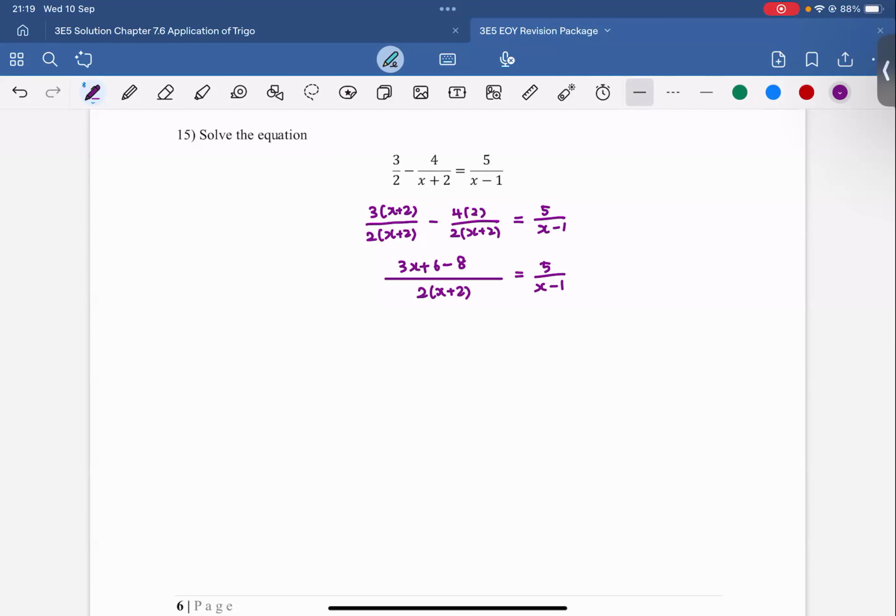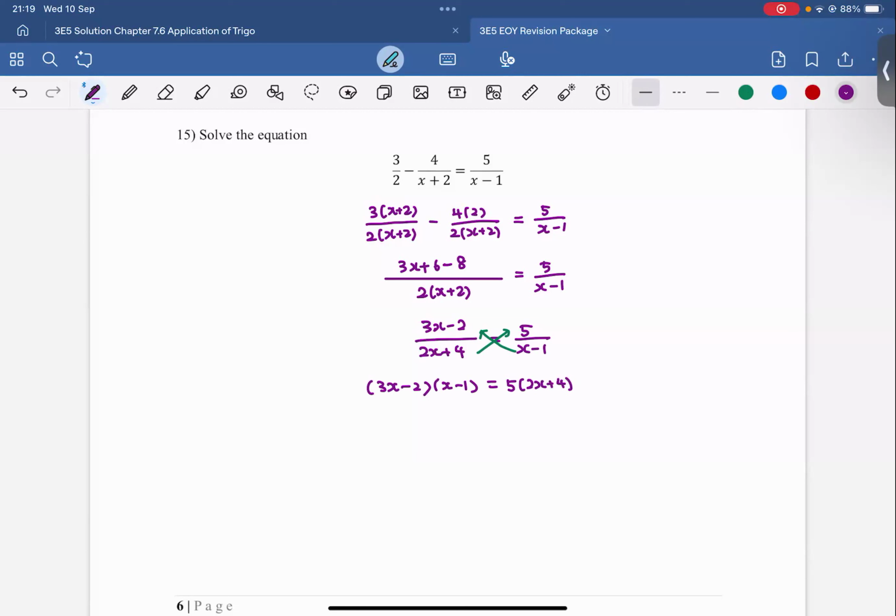Okay, before I cross multiply, I simplify my thing. This is 3x minus 2. I expand this because I'm going to expand later anyway. Now you cross multiply. This thing will multiply here. So it becomes 3x minus 2 times x minus 1. This thing multiply here. It becomes 5 bracket 2x plus 4.